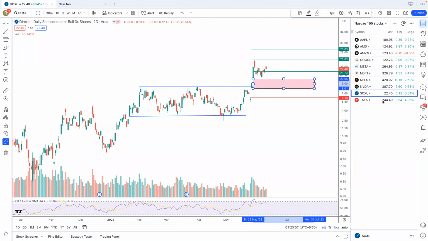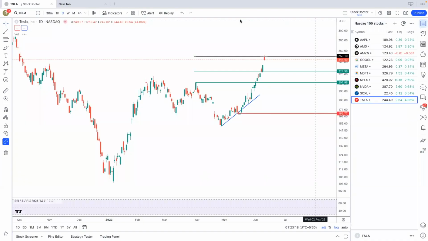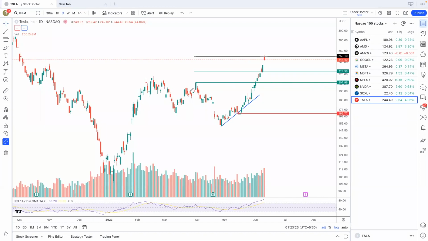Now we are going to talk about the last stock, Tesla. For Tesla, if you have seen my last week's video, I clearly mentioned that three targets are possible: 208, 224, and 250. All these targets are achieved by Tesla. And now what's in store for Tesla?